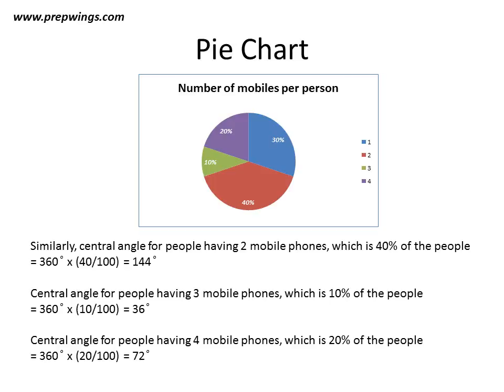So this is how you can convert between the central angle and percentage. If percentage is given, this is how you can find the central angle. Similarly, if the central angle is given, you can find the percentage using the unitary method.